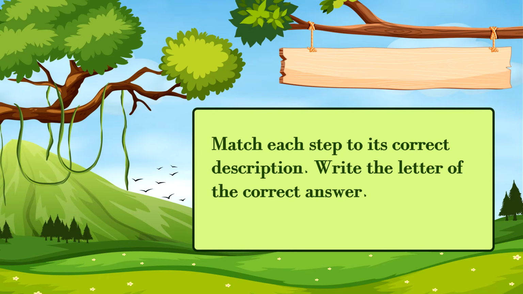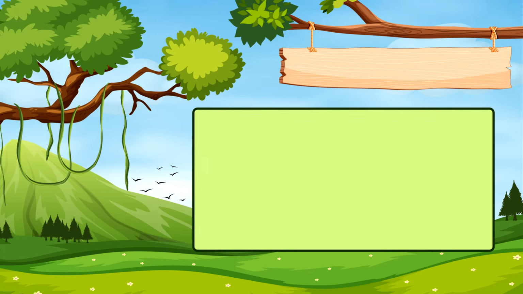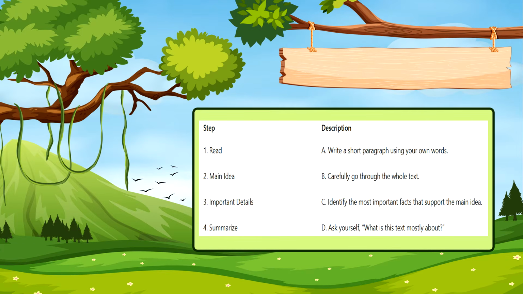Now match each step to its correct description. Write the letter of the correct answer. The steps are read, main idea, important details, summarize. Descriptions. A. Write a short paragraph using your own words. B. Carefully go through the whole text. C. Identify the most important facts that support the main idea. D. Ask yourself, what is this text mostly about?